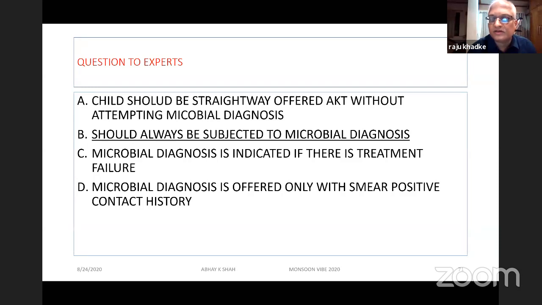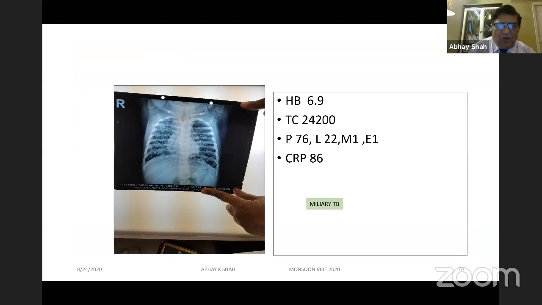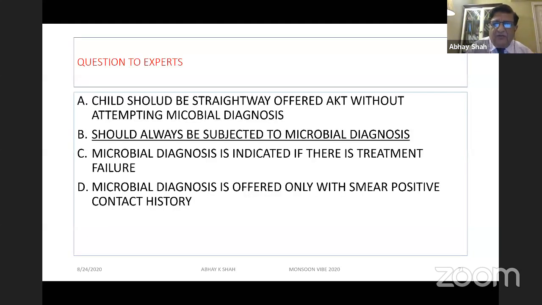We can do a ZN staining in the child. At the same time, we can send it for a CB-NAAT test also. So the point is very clear that though it's a clinically confirmed diagnosis of miliary tuberculosis, a microbial diagnosis is a must. In 2020, we should not start without it. We must opt for the microbial diagnosis, and that is done with the help of the CB-NAAT as well as the ZN stain, and also a MGIT culture is required.